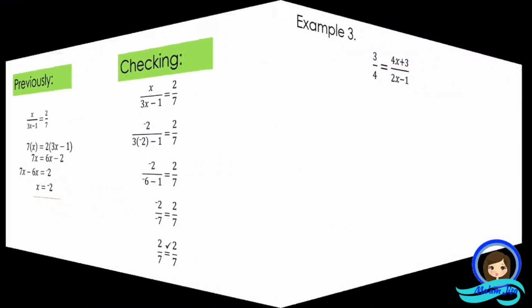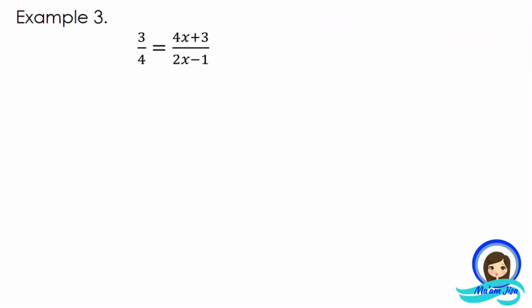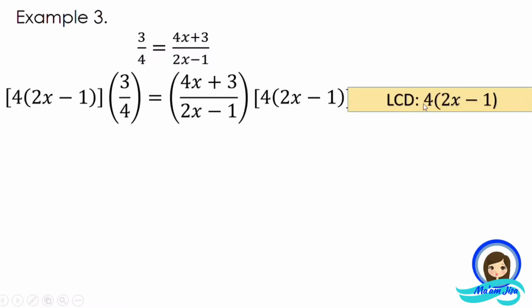Let's have our third example. We have the equation 3/4 equals 4x plus 3 over 2x minus 1. The LCD is 4 times quantity 2x minus 1. The same process, we need to multiply the LCD to both sides of the equation. We cancel 4 here, so the remaining terms, we have quantity 2x minus 1 and 3. And on the right side, cancel 2x minus 1. The remaining terms are quantity 4x plus 3 and 4.